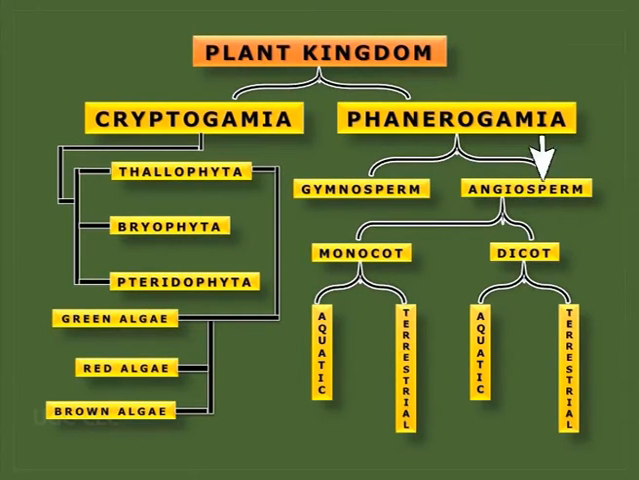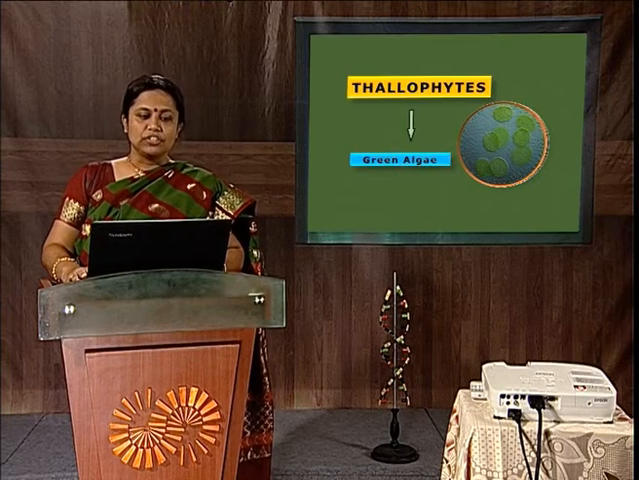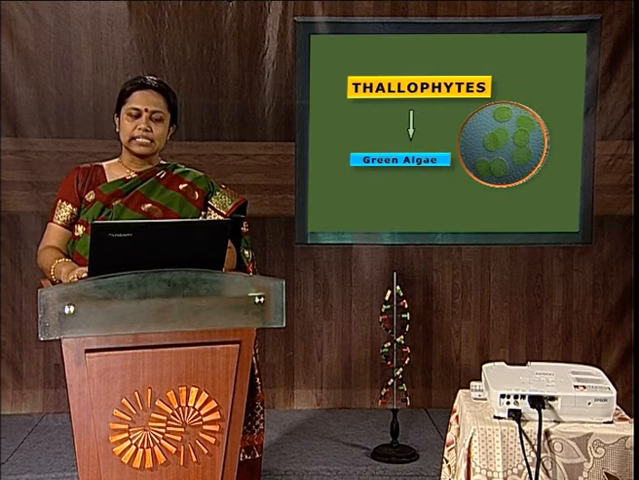In angiosperms, we have said that they can be divided into monocots, which have a single cotyledon, and dicots, which have double cotyledons. The monocots can be further divided into two parts, aquatic monocots and terrestrial monocots. Similarly, the dicots can also be divided into two parts, aquatic dicots and terrestrial dicots. So we will start our journey with thallophytes.